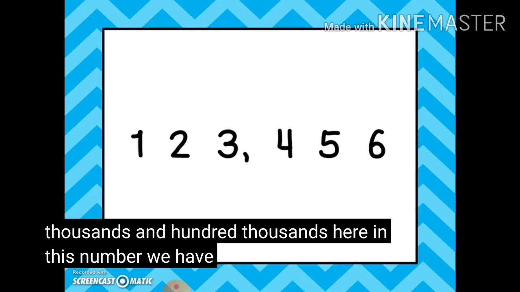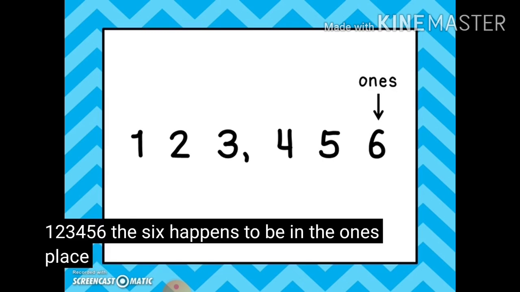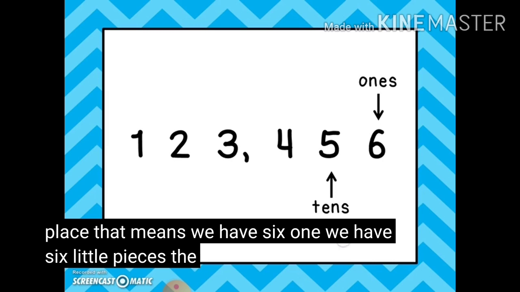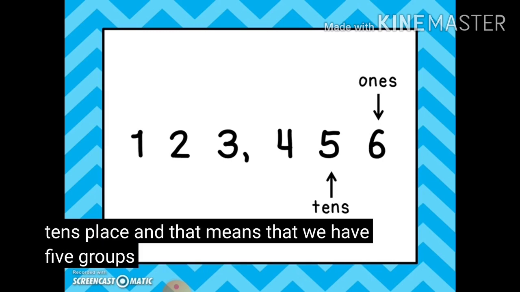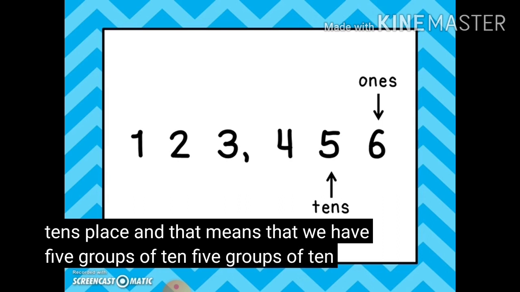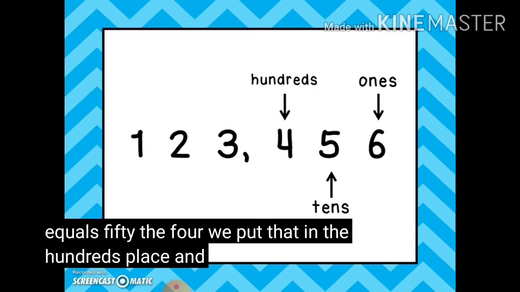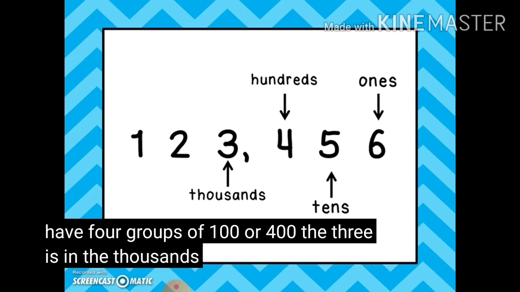Here in this number we have 123,456. The 6 happens to be in the ones place. That means we have 6 little pieces. The 5 is in the tens place, and that means that we have 5 groups of 10. 5 groups of 10 equals 50. The 4, we put that in the hundreds place, and that means that we have 4 groups of 100, or 400. The 3 is in the thousands place.